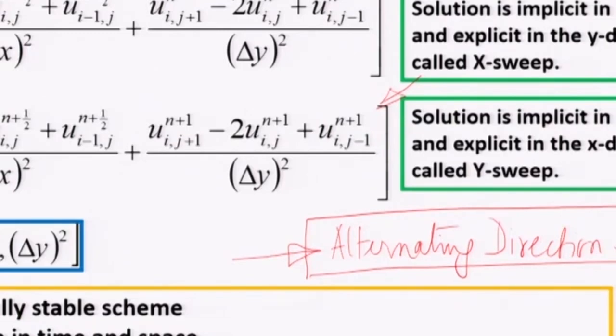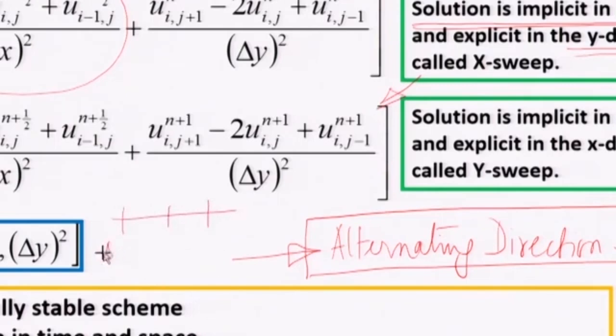So if we look at the x sweep, we say that the solution is implicit in the x direction and explicit in the y direction. The first thing that we notice is on the left hand side, the way we discretize the temporal term is very similar to what we did for the Crank-Nicolson scheme. When we look at the right hand side term, now that it is a multidimensional situation, we are discretizing the x derivative at the n plus half time step. That means the augmented time step.